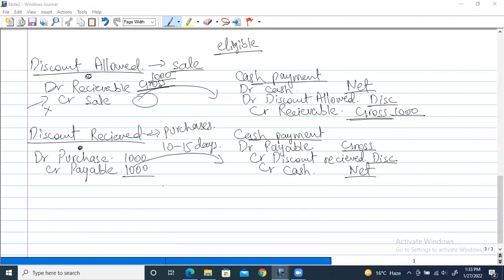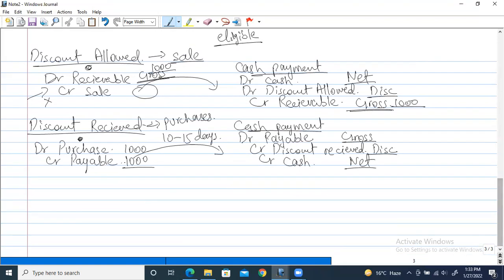Okay, let's resume. Let's do the example, and after that, we'll move on to the sales tax topic. Now, I'm making a small example over here so that it's very easy to understand. I'll make one for discount allowed and one for discount received. All right. So first of all, let's write an example over here.